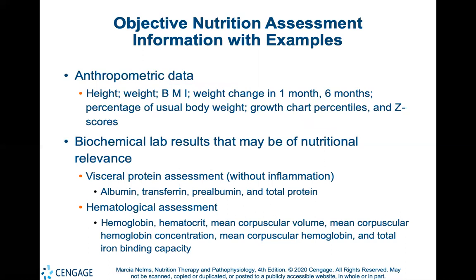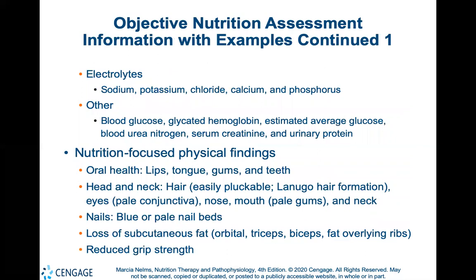Objective nutrition assessment information with examples. So anthropometric data could be height, weight, BMI, biochemical lab results that may be of nutritional relevance. So visceral protein assessment without inflammation, like albumin, transferrin, prealbumin, and total protein. Hematological assessments, hemoglobin, hematocrit, electrolytes, sodium, potassium, chloride, others like blood glucose.